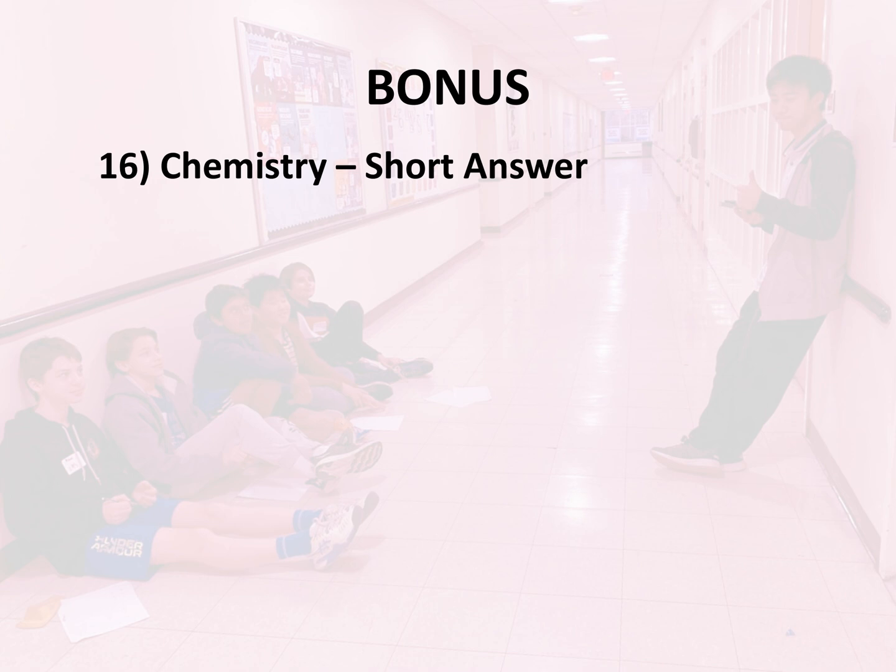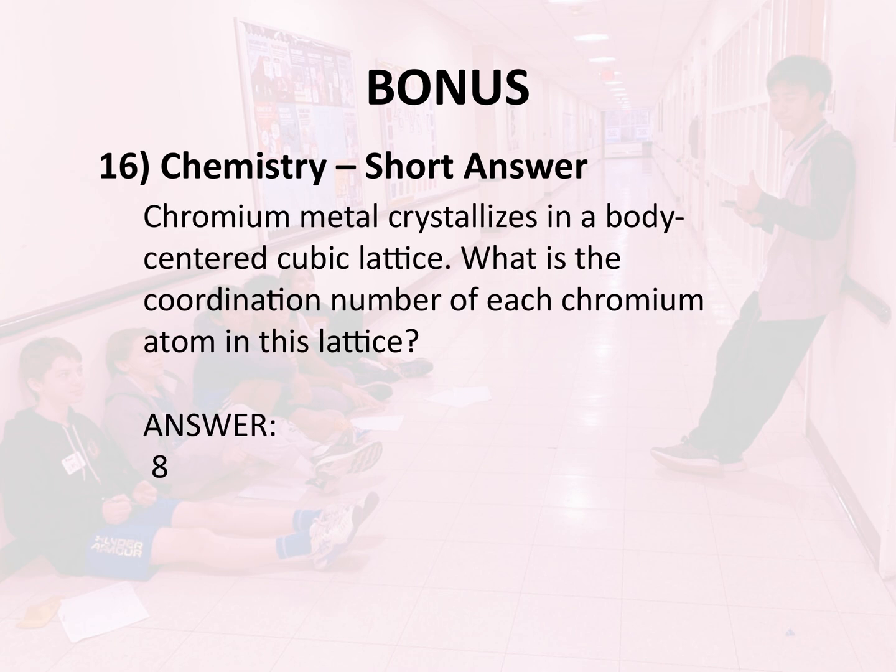Bonus, 16. Chemistry, short answer. Chromium metal crystallizes in a body-centered cubic lattice. What is the coordination number of each chromium atom in this lattice? Answer, 8.